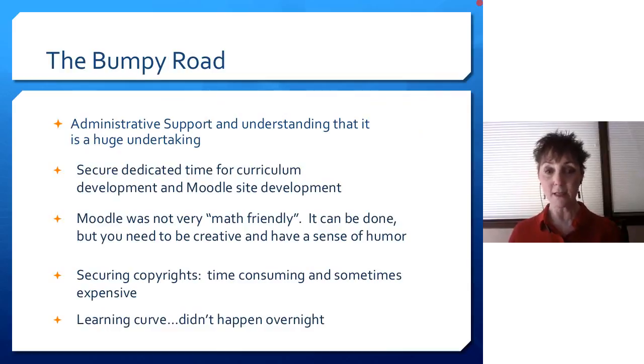And of course, the last thing was the learning curve. You cannot learn Moodle in one setting. It's so robust and so much to do that it takes some time, and plan that in if you are looking at bringing something forward.